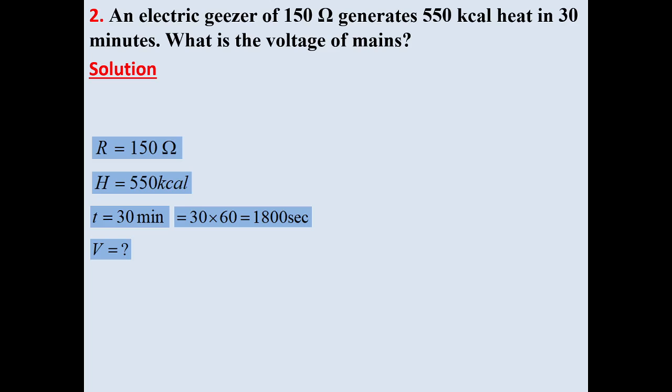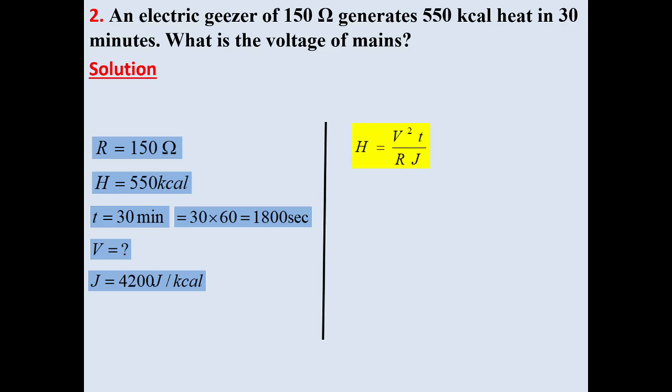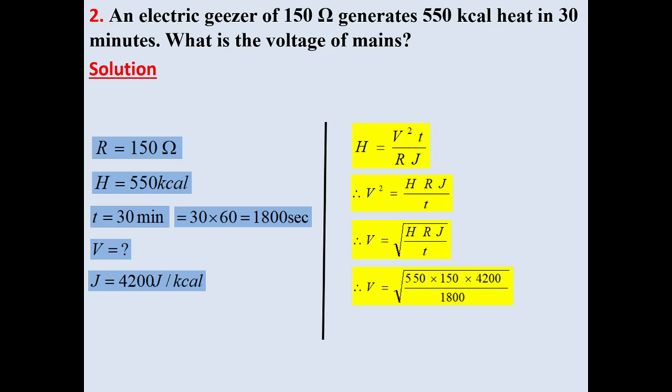Now we can take value of Joule's constant. Here H is given in kilocalorie, so we will take Joule's constant as 4200 joule per kilocalorie. So with this data, we will write formula for heat generated as H is equal to V square T upon RJ. From that we can write V square is equal to HRJ upon T, take a square root, substitute all the values, you will get voltage as 439 volt.